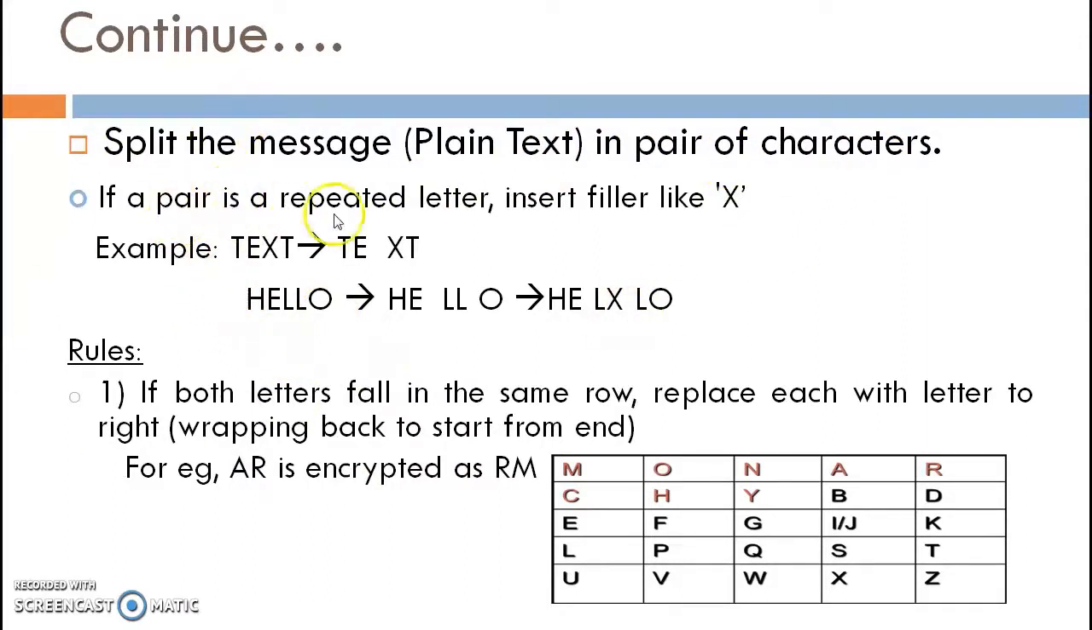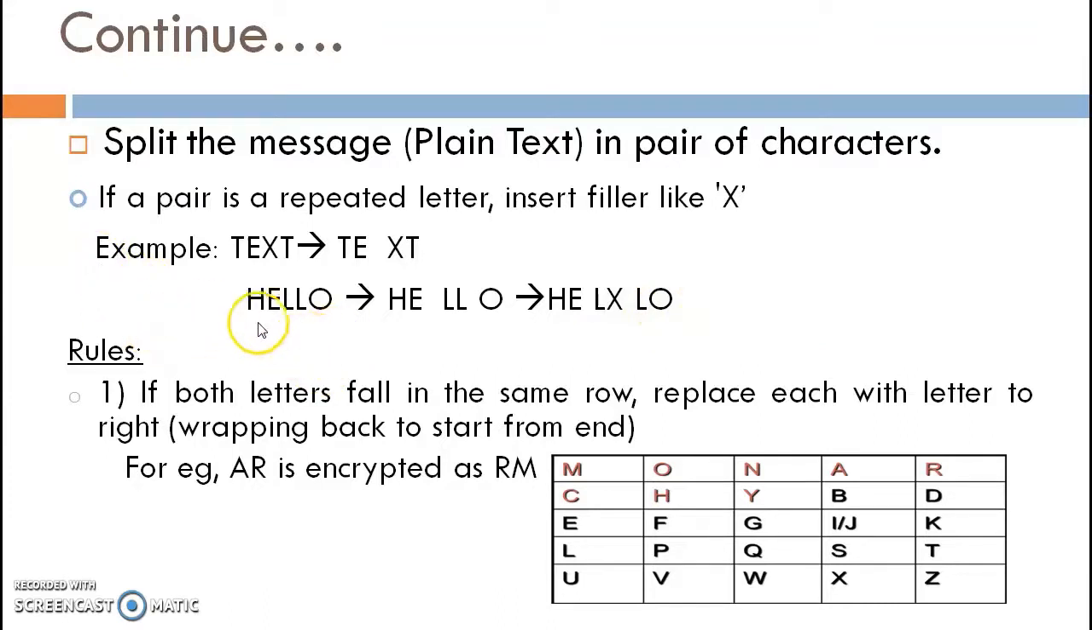For that, if a pair is a repeated letter, then insert the filling letter. For example, if our plain text is text, then it is formed as TE and XT. If our plain text equals hello, then we put it in pairs of two characters like HE, LLO. Here LL are the same, so we put the filling letter X. So the pairs of two characters in the plain text become HE, LX and LO.